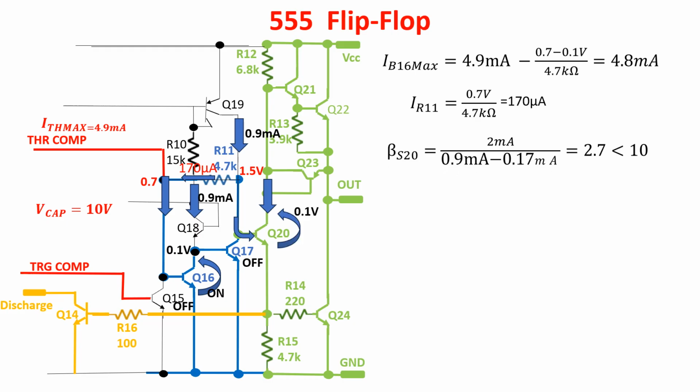In this situation, the 555 output is low, Q24 and Q14 are on, the external capacitor starts discharging and the cycle repeats itself. When the voltage across the capacitor decreases below 10 volts, the threshold comparator stops providing current, but 170 microamps keep going into the base of Q16, keeping it in saturation.